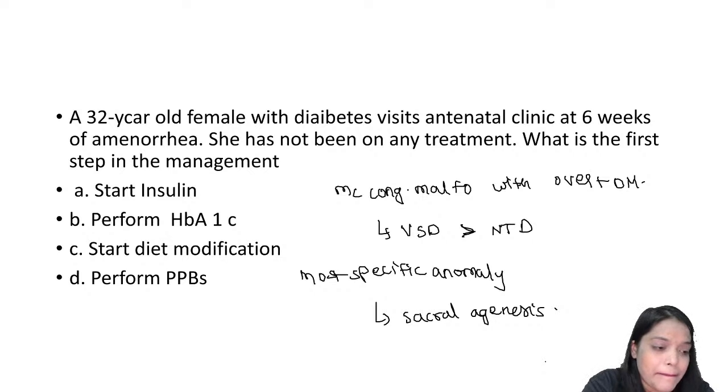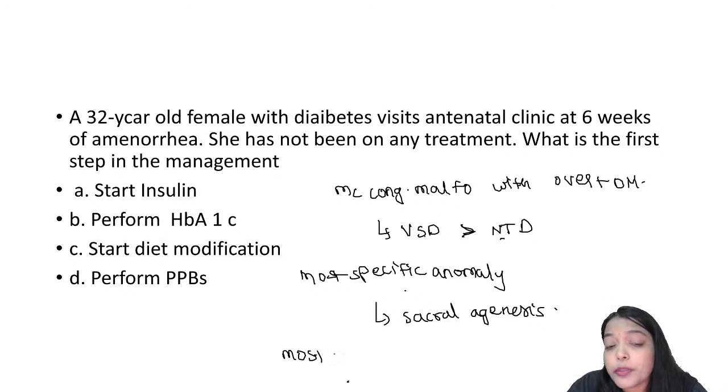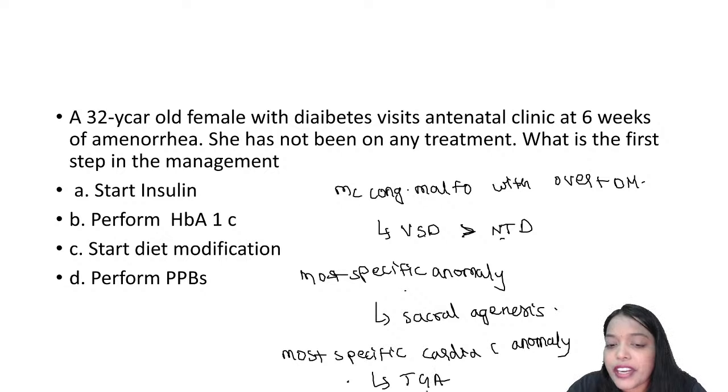Okay. And one more single liner we have here is: the most common congenital malformation is VSD and NTD. Most specific is sacral agenesis. Most specific cardiac anomaly is transposition of great arteries. Right? Okay.